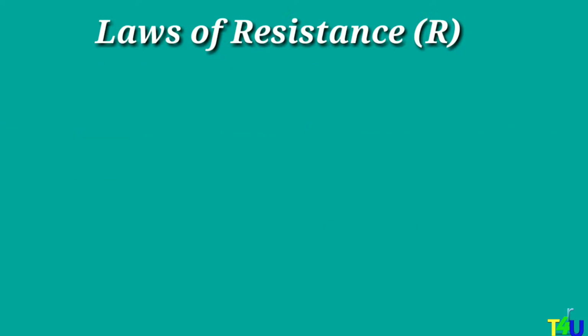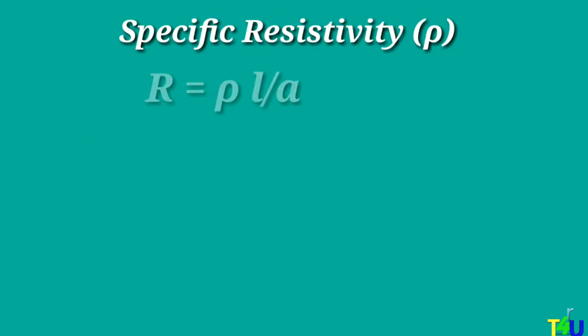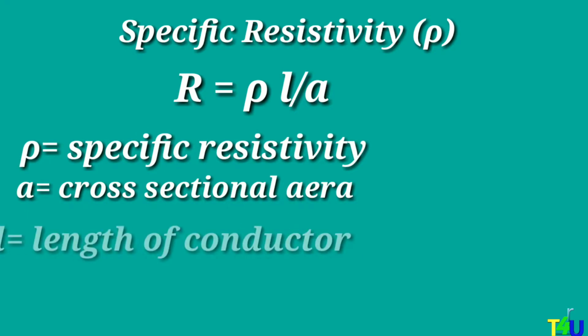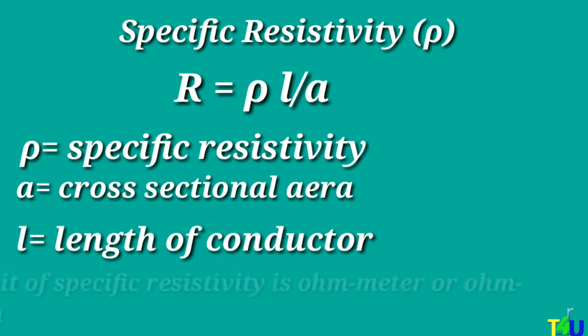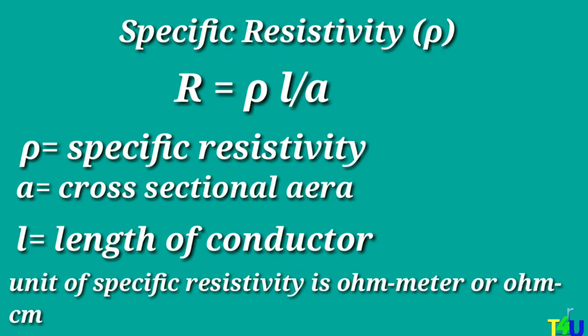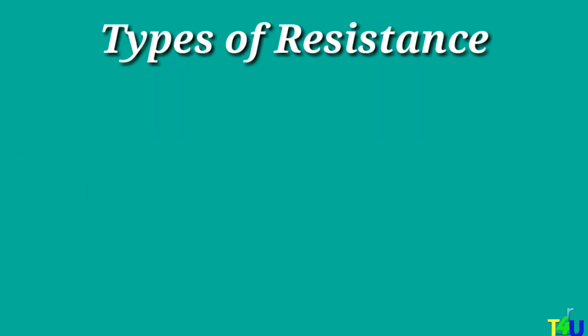Now talking about specific resistance. Every metal has its own resistance, which is considered as its specific resistivity. Specific resistivity is given by R is equal to rho L by A, where rho is the specific resistivity, A is the cross-sectional area, L is the length of the conductor, and the unit for specific resistivity is ohm meter or ohm centimeter.